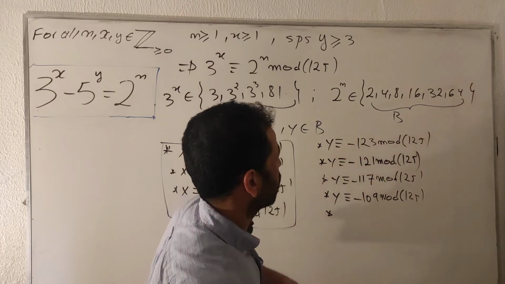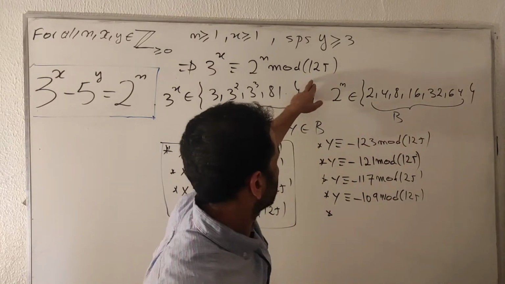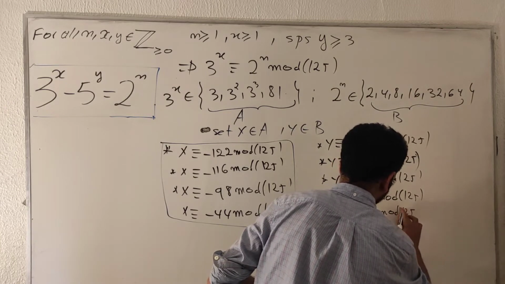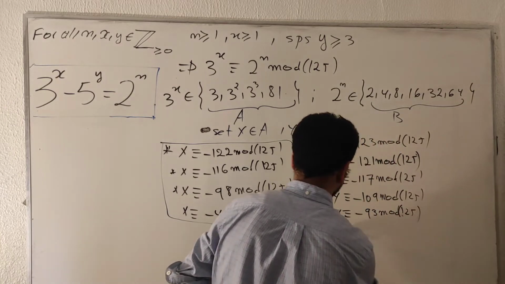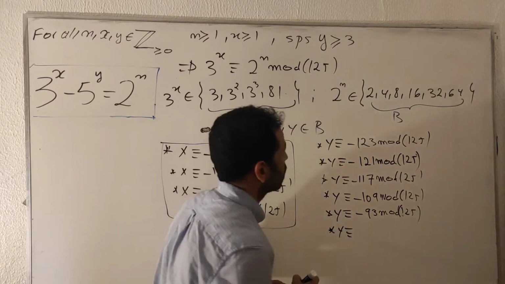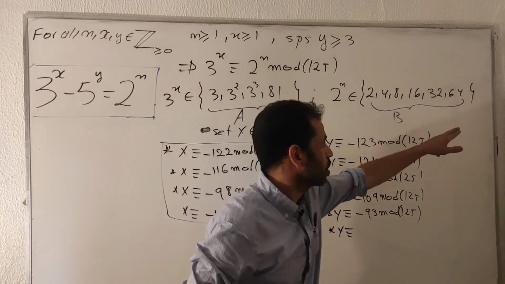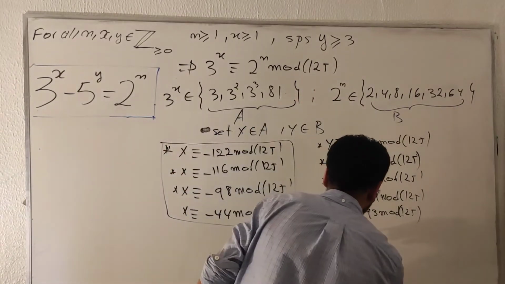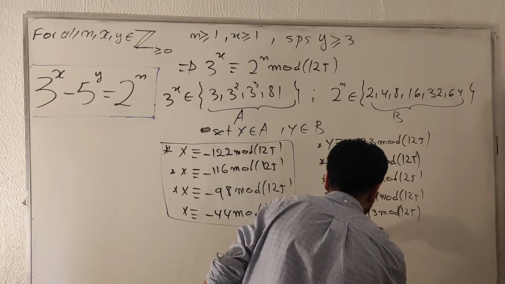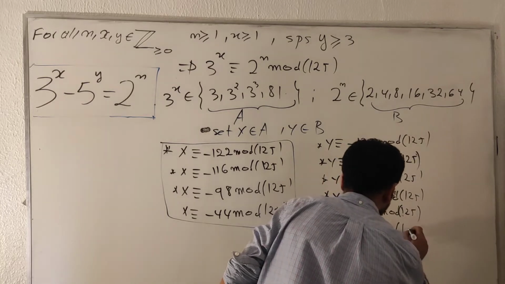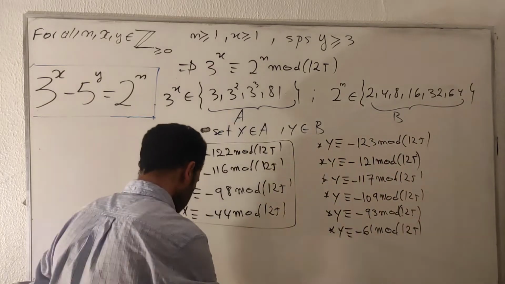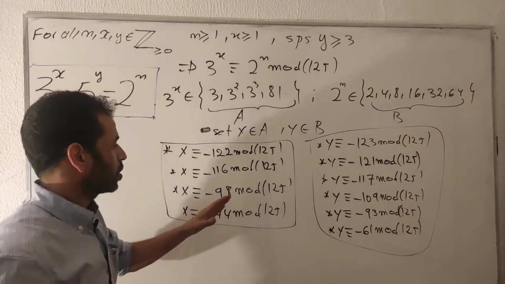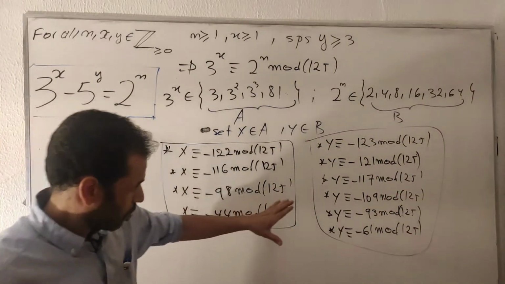For the fifth value, which is 32, I get 32 minus 125. For the last one, I get 64 minus 125, which is minus 61. So y is congruent to minus 61 mod 125. Okay, so I finish with those remainders. This is all the potential remainders.